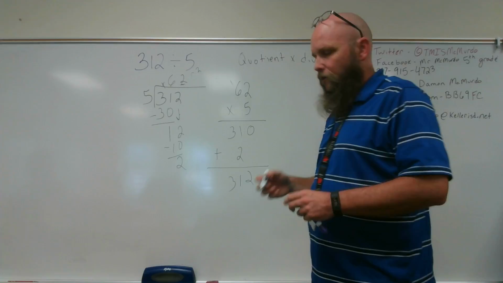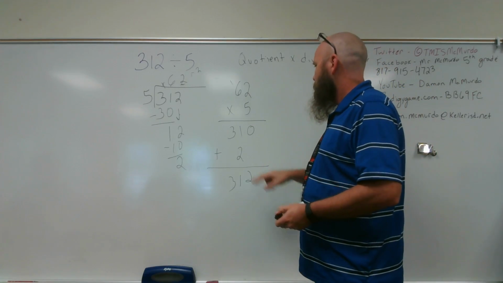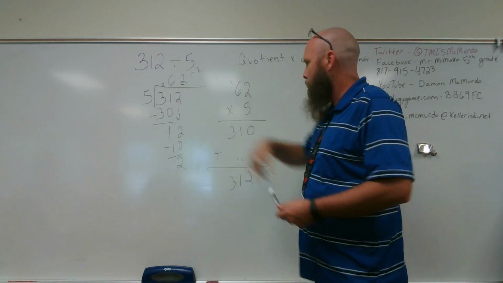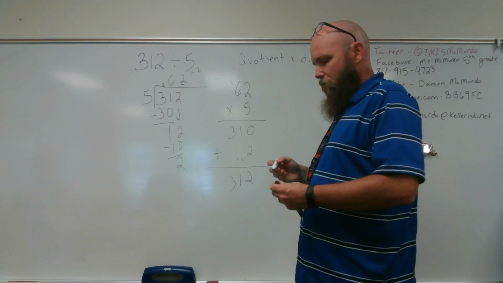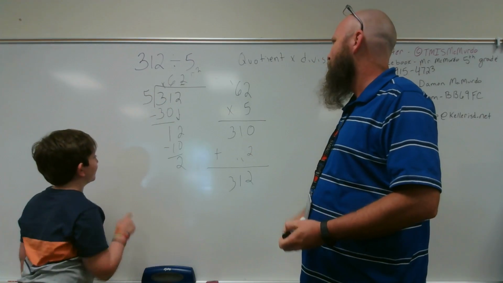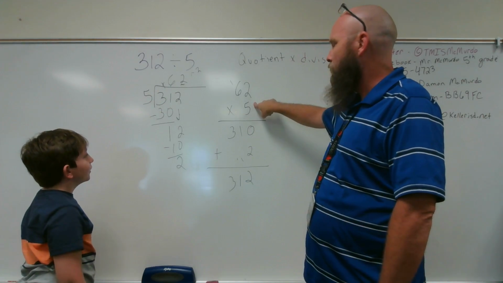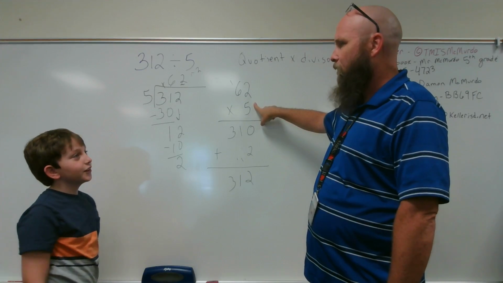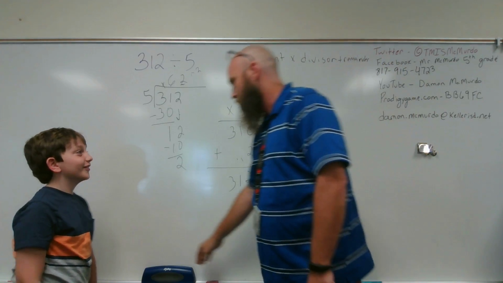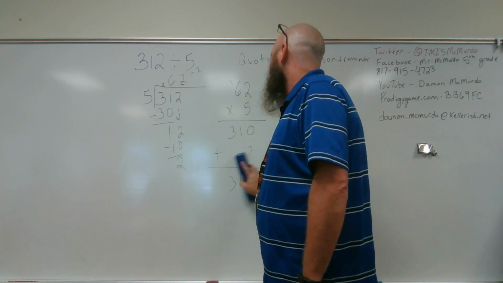Wait, what? 312. But that's not what we got there. That's what we got here. Oh, I thought you meant we had to get that top number. No, not this. We started with the top number and multiplied it by 5, so we couldn't go back to that number.